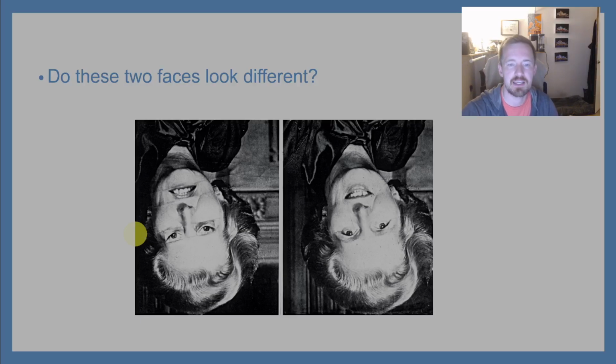So this is an example you can find, I think in your textbook, but also online, some early research looking at face recognition. This is from the 80s. How do you know it's from the 80s? Because this is Margaret Thatcher, who was the British Prime Minister in the 80s. So, do these faces look different?